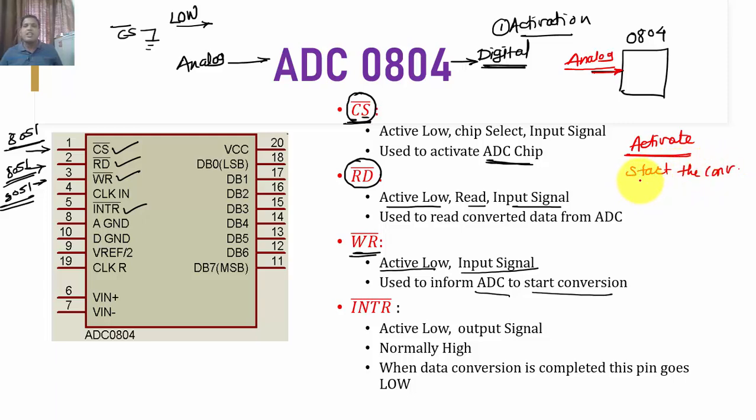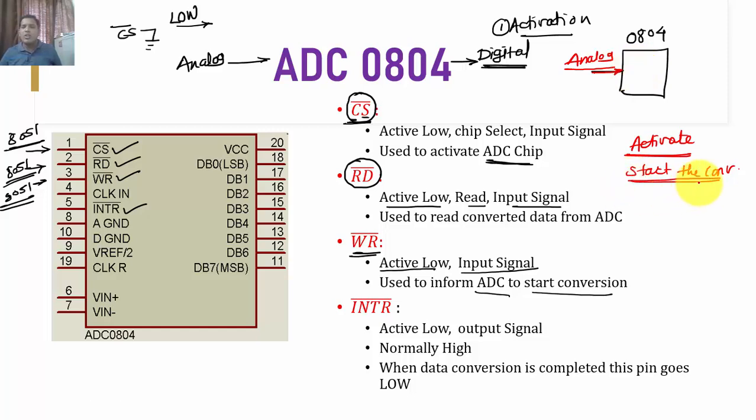Let's try to do this. Simple, start the conversion. Once I give the WR bar, an active low signal on the WR bar pin, what will happen? The analog data present at the input of 0804, that analog data conversion into digital format begins.